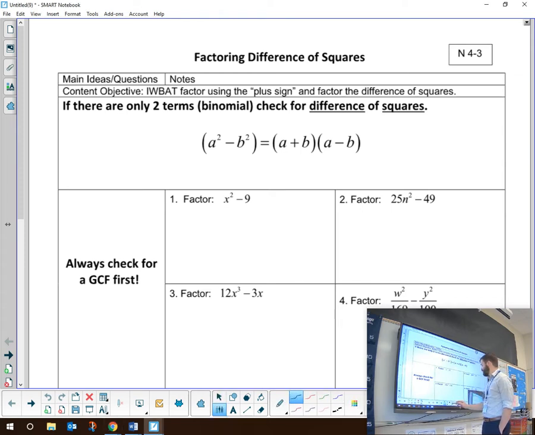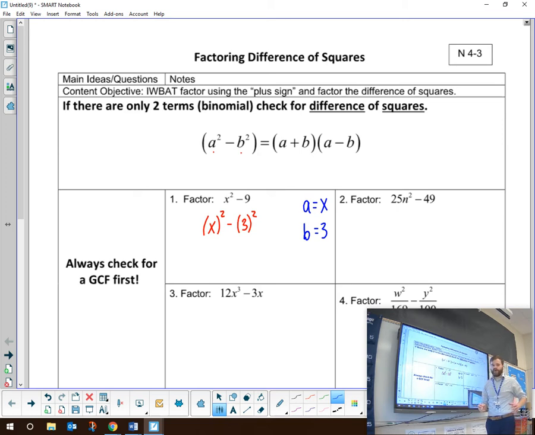Okay? I want you to think about this with me. X squared is a perfect square here, okay? And 9 is also a perfect square. 9 is 3 squared. 3 times 3 is 9. So we are going to replace this with 3 squared. That way, it lines up with this a and this b. So what this means is my a is x for this problem, and my b is 3.